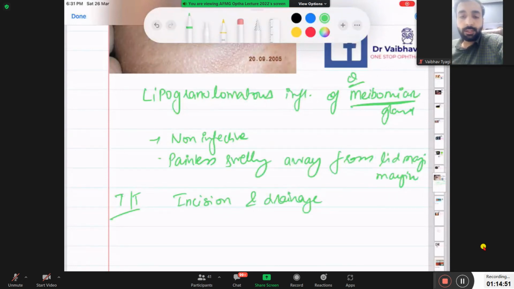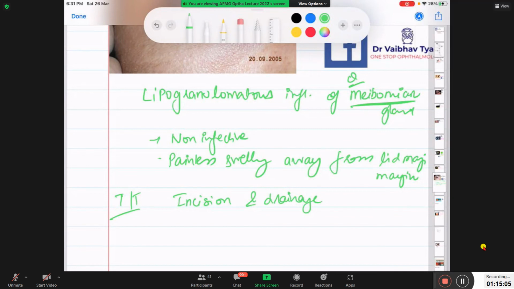Sty always lower lid? No. Sty can be on upper lid also, but it is present at the lid margin. Can be upper or can be lower. Similarly, chalazion also can be on lower lid also. Okay.